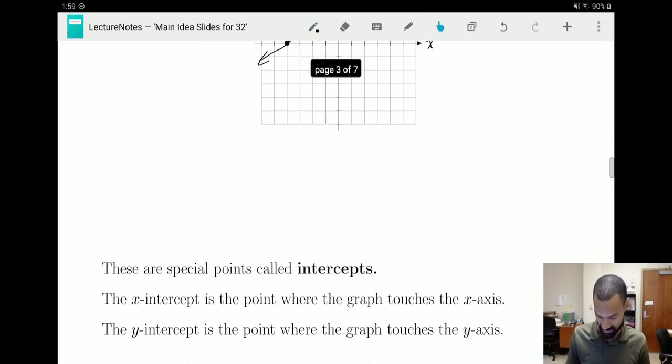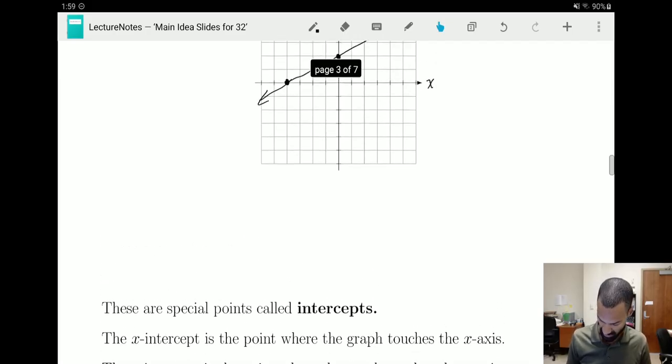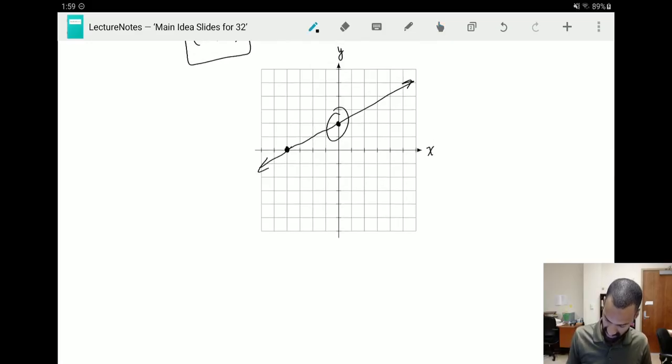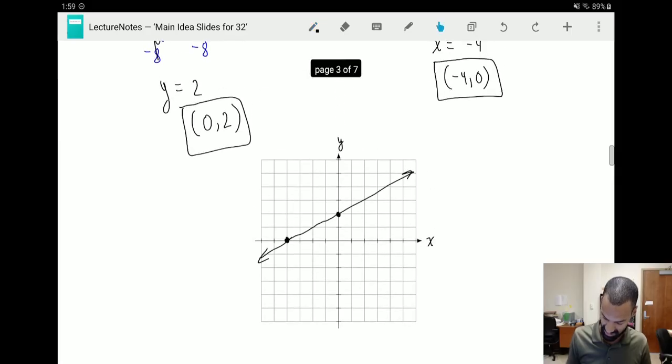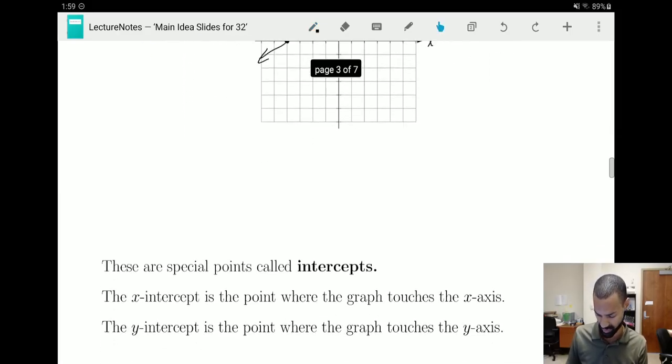Those are called intercepts. The x-intercept is the point where the graph is touching the x-axis. So we would say that this point right here is the x-intercept. Of course, that's the point. That's the y-intercept because it touches the y-axis. That would be this point right here. I don't want to draw too many arrows that look confusing. This is the y-intercept. Notice the x value is 0 there. Here is the x-intercept because that's the point where the line touches the x-axis. So the x-intercept and the y-intercept, those are some important points.